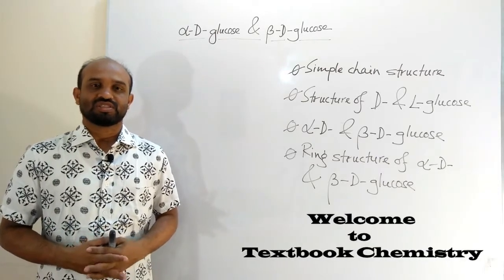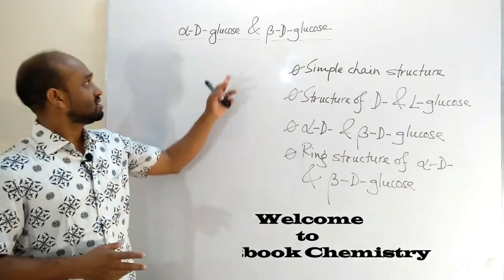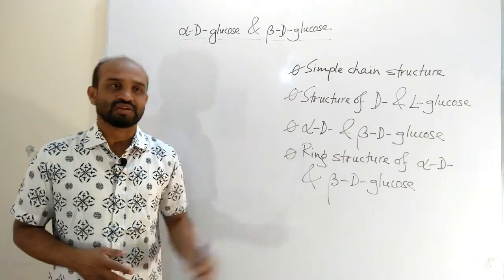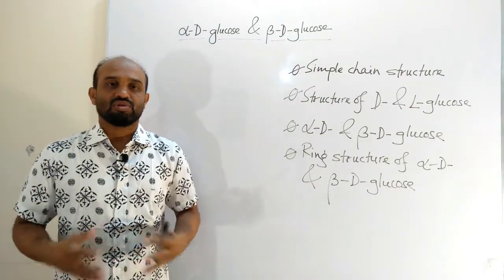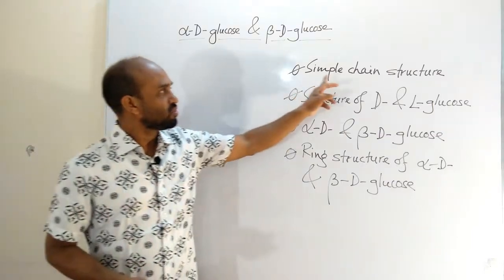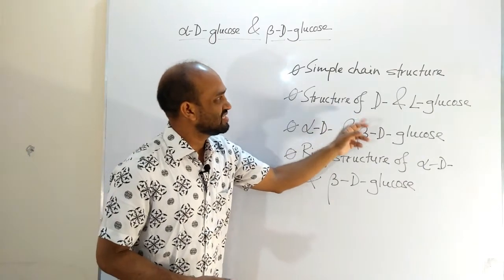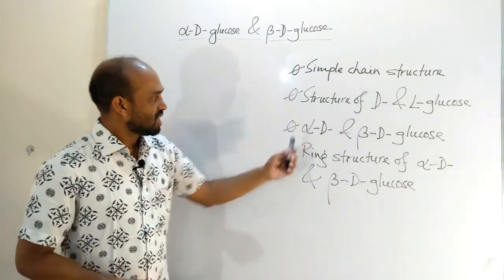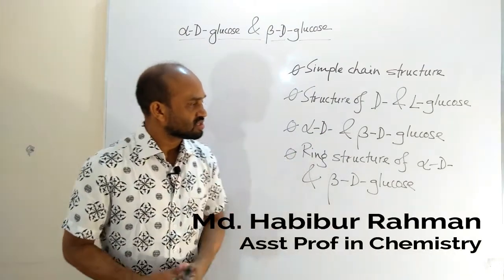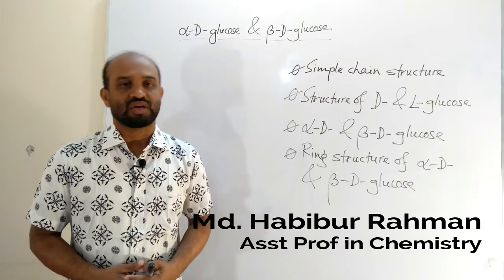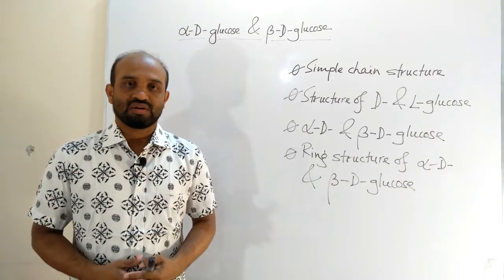Today I am with the second lecture on glycosidic bond titled alpha D glucose and beta D glucose. From this lecture we will try to learn the simple chain structure of glucose, the structure of D and L glucose, alpha D and beta D glucose, and the ring structure of alpha D glucose and beta D glucose. So let's try to learn one by one.